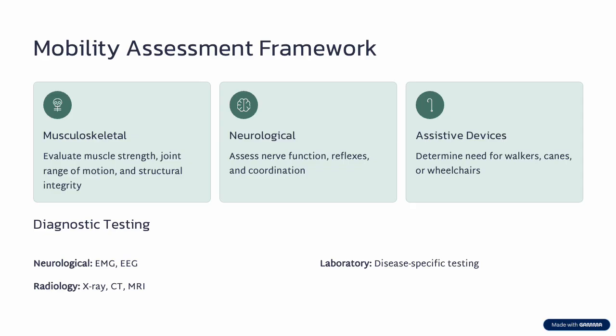Diagnostic testing, when we're looking at mobility specific to neurological complications or neurological disorders, we're going to look at an EMG, EEG. We also may get an X-ray, CT, or MRI. More than likely it will be a CT or an MRI for a more specific picture with more detail. And then laboratory will be disease specific.